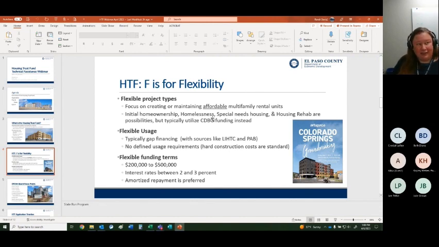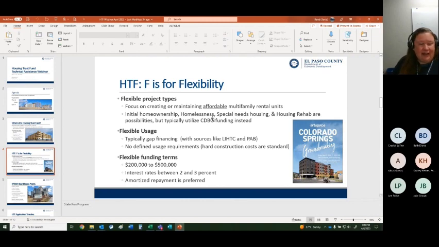So typically, we're considered gap financing. We come in with funding that can be used anywhere. We don't define how that money has to be used. It could be for construction costs. It could be for maintaining certain funds throughout the construction process. It can be for anything. It's very flexible. The F can also stand for flexible funding terms. So this fund typically is 200,000 to 500,000. That's how much money there is per project. It could be less, it could be a little bit more, just depends on what you're looking for.